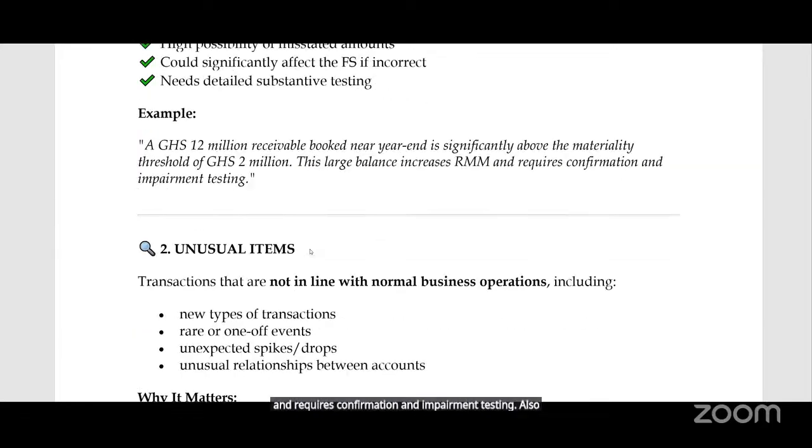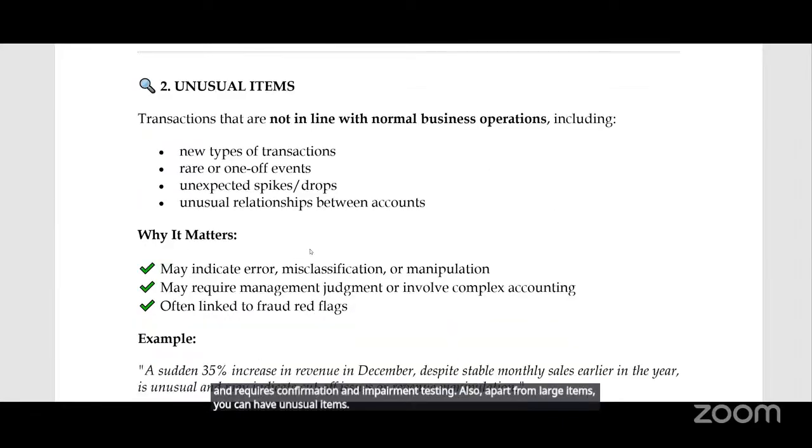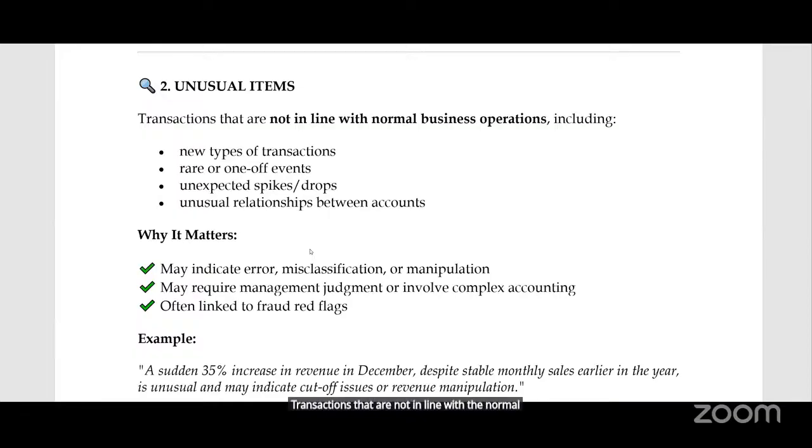Also, apart from large items, you can have unusual items. Transactions that are not in line with the normal business operations, including new types of transactions. Let's say the person bought cryptocurrency. Do you understand? Rare and one-off events. So sometimes you have what? Let's say they purchased a whole factory just once in 5 years. So look at somebody's revenue.